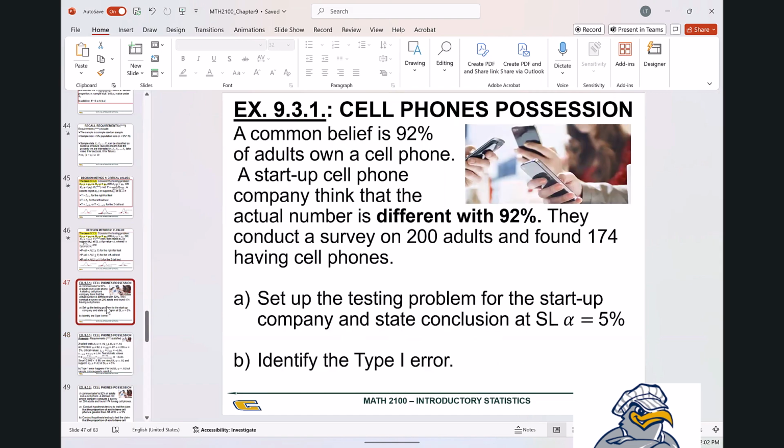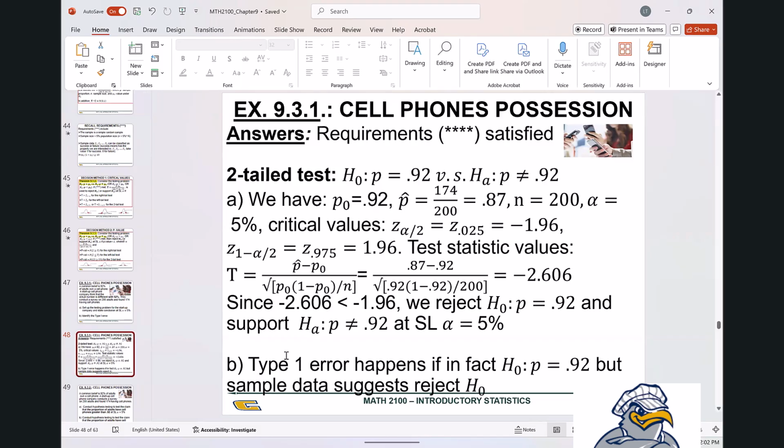And then the second question is to identify the type 1 error. So here, a type 1 error is the error that happens when you reject H naught when it's true, right? Which is you reject p equals 0.92 when it's true, right? Which means in fact it's true, but you reject it, right?